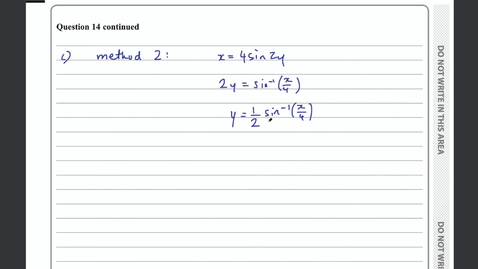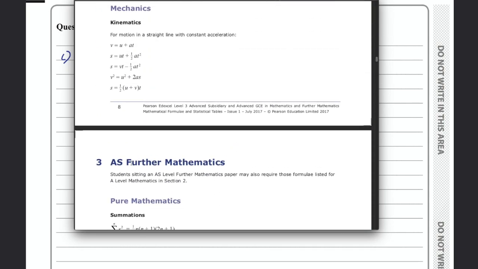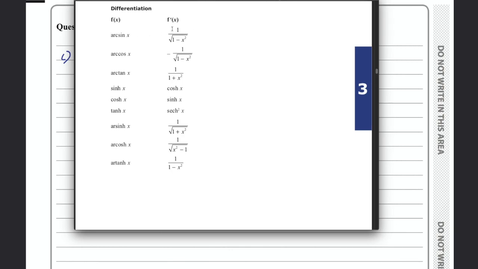And then you need to know the derivative of the inverse sine or arcsine, and that is in the formula booklet. I believe it is in the further maths section. Let's just take a look. Yes, so this is under AS further mathematics, so it is down here. So the derivative of arcsine is 1 over square root of 1 take x squared. Now this also doesn't account for the chain rule. If you have a function inside the sine function, you have to use the chain rule as well.